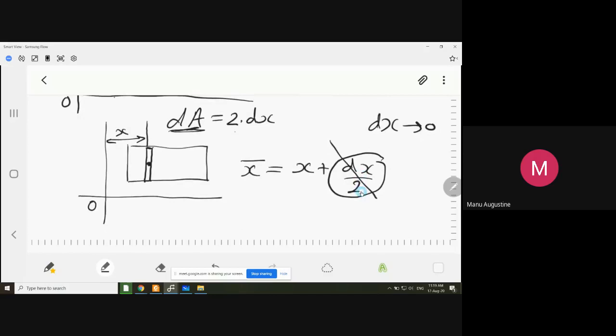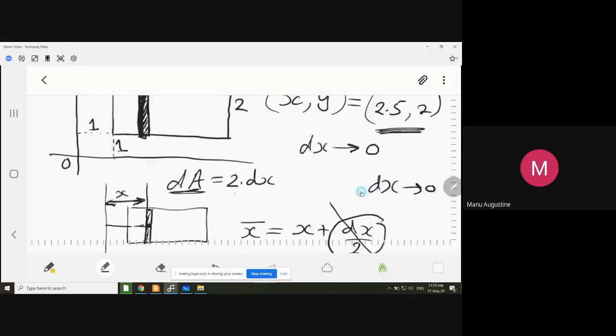So, whenever you take a very thin strip, and somebody asks you the location of the center of this strip, you just put a dot there and measure the x distance from the y-axis, and you simply say that x bar is nothing but x. You ignore the thickness dx. Okay. Now tell me what is y bar.